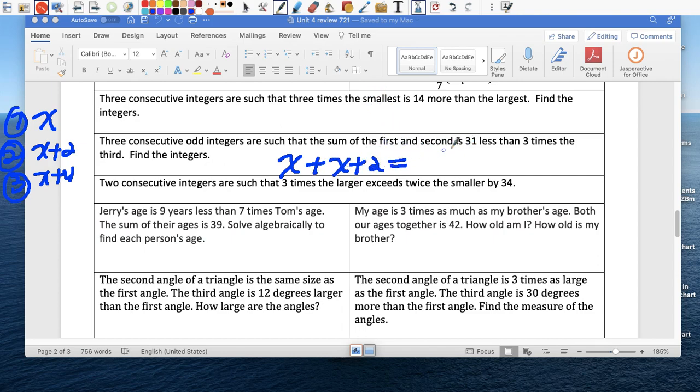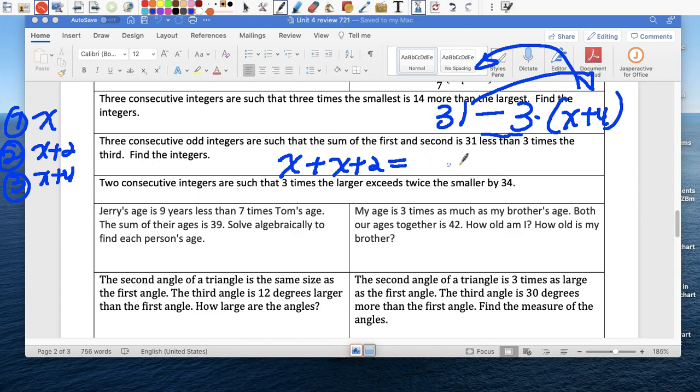equals 31 less than, I'm going to write 31 less than over here, 31 less than 3 times the third. That's what it is literally translated, but it's a less than, right? Don't forget, we do a little switch. The 31 is going to go to the back, and the 3 times x plus 4 is going to go to the front. Just a change in the order of the terms. And there is your equation.